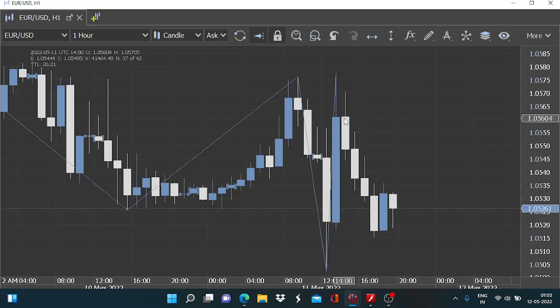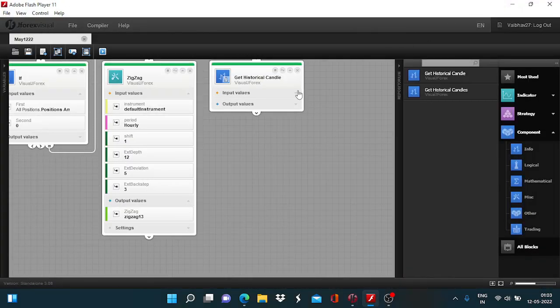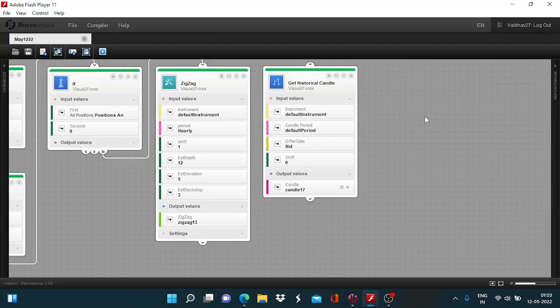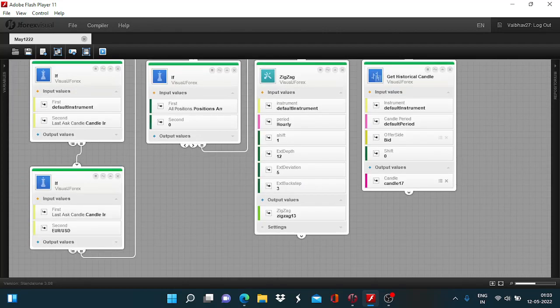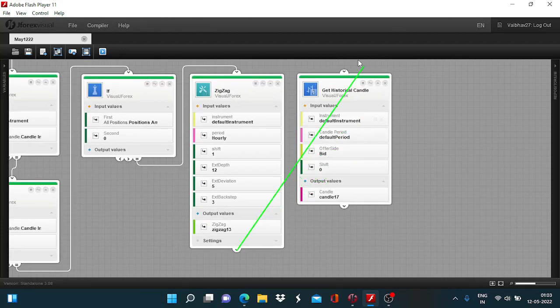As I see it, we need to make a zigzag look back period of 2, not 1, as we will be having this historical candle with the look back period of 1. So that will be the last hourly candle close, and we need this zigzag output value for the second last hourly candle close. So I need to make changes here.